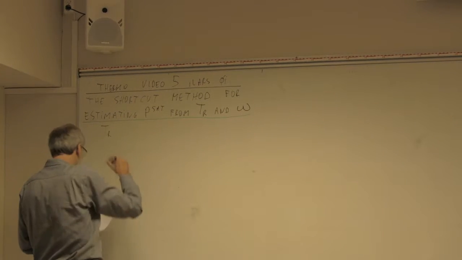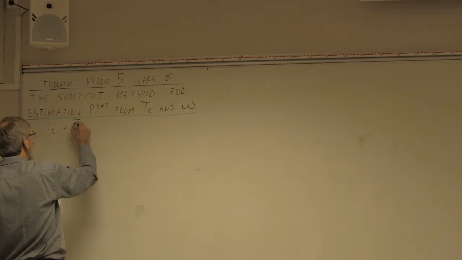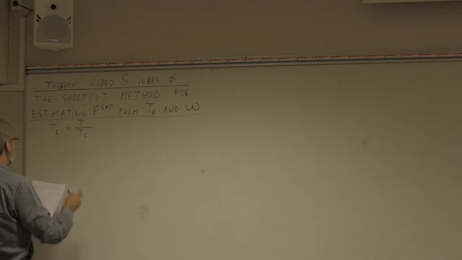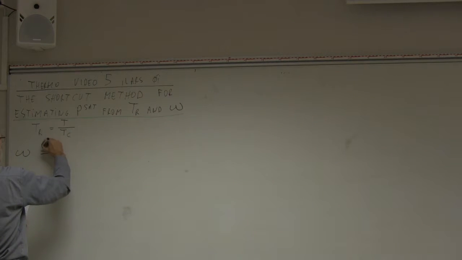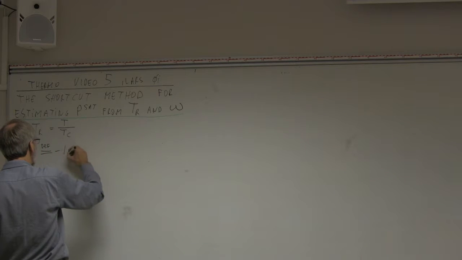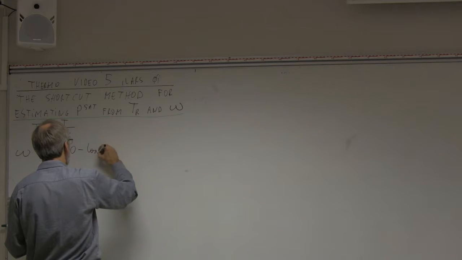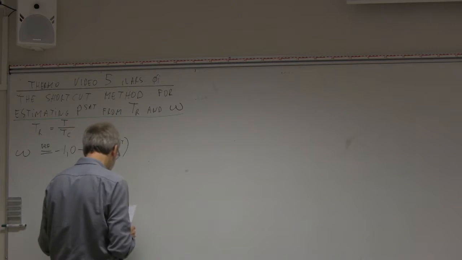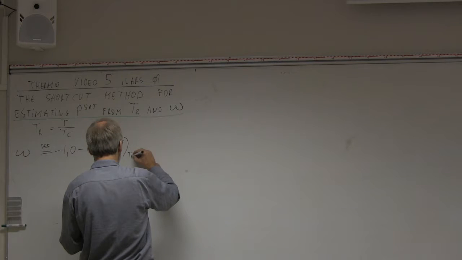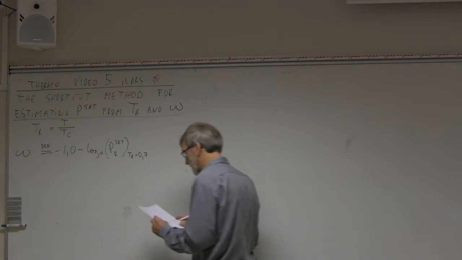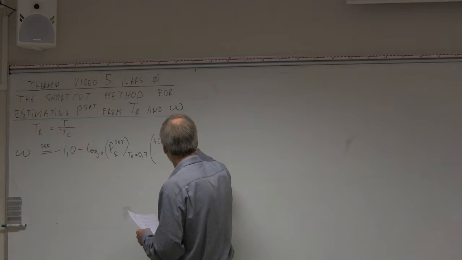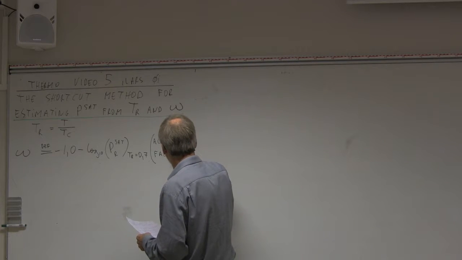We define the reduced temperature as temperature divided by the critical temperature, and omega, or the eccentric factor, is defined as -1 minus the logarithm of PR saturation at reduced temperature 0.7. This is the eccentric factor.